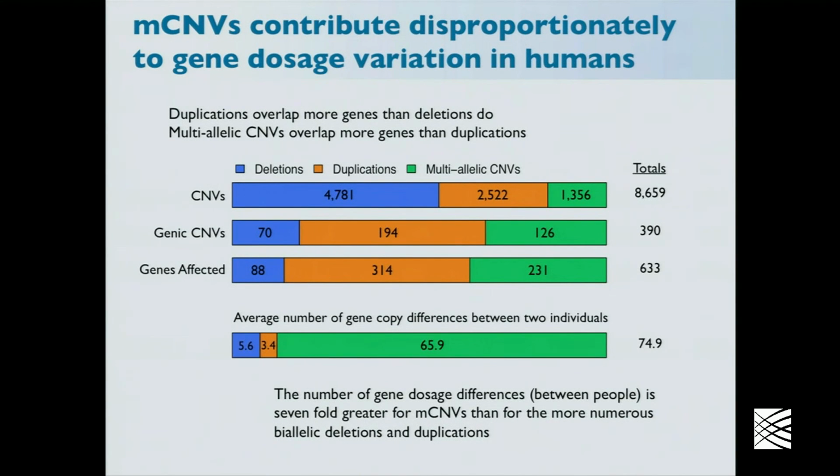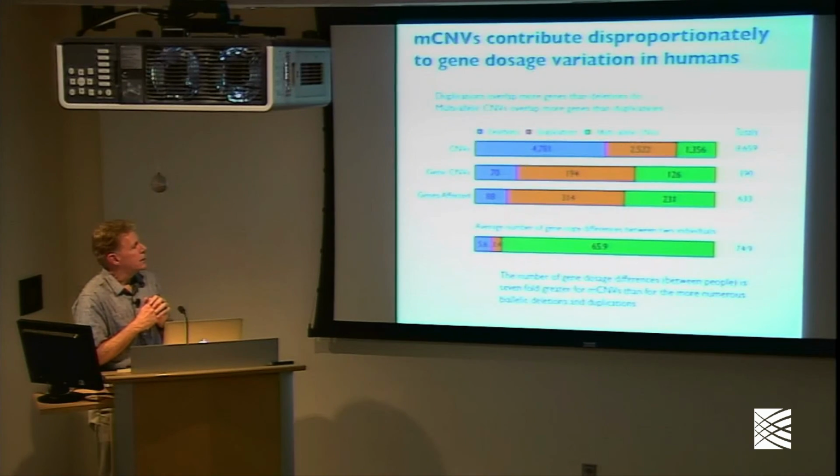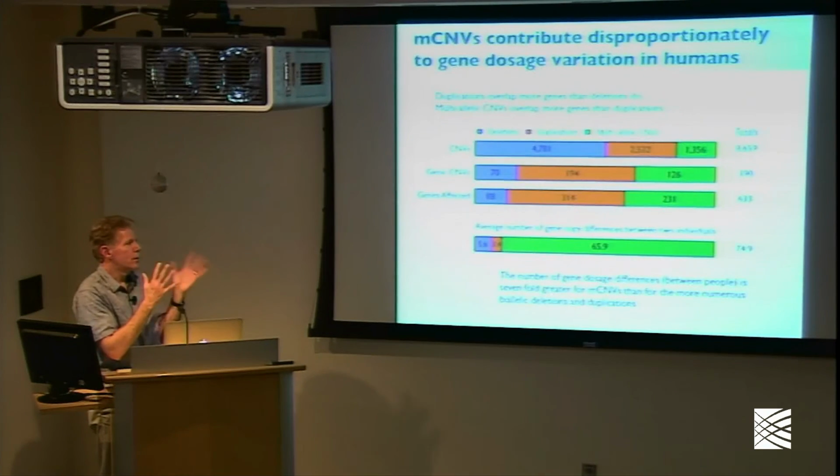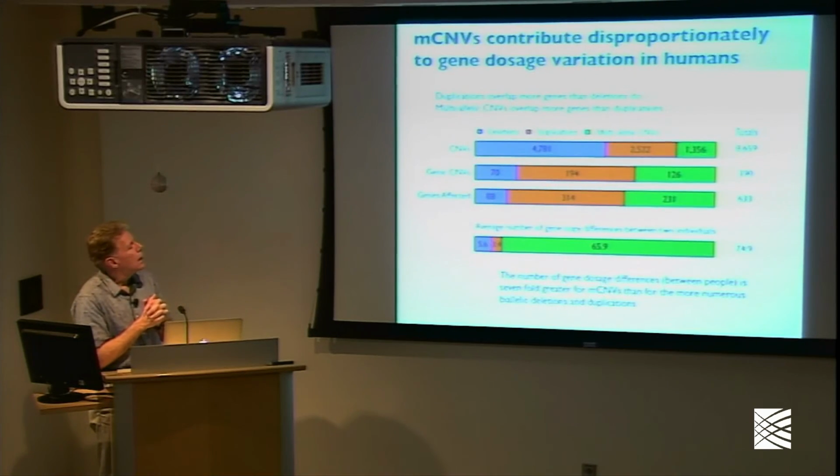So what did we learn about these multi-allelic CNVs? Well, one thing we looked at was just the abundance of them. How many are there? On the top row here, we're showing in color just biallelic deletions in blue and biallelic duplications in orange, and then the multi-allelic CNVs in green. And we found that there were fewer of these multi-allelic CNVs. There are more deletions and duplications in what we were able to ascertain here using the 1000 Genomes data.